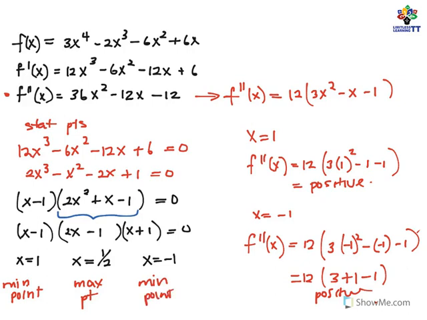Yeah. So now I have done everything my question asked, which is calculate the x coordinates of the stationary points. I did. They are x is equal to negative 1, x is equal to 1/2, and x is equal to 1. And then find the nature of each of those points. When x is 1, it's a minimum point. When x is 1/2, it's a maximum point. And when x is negative 1, it's going to be a minimum point. Right, so that brings us to the end of number 5. This is number 5 on the May-June 2018 paper 2 for Pure Math Unit 1.